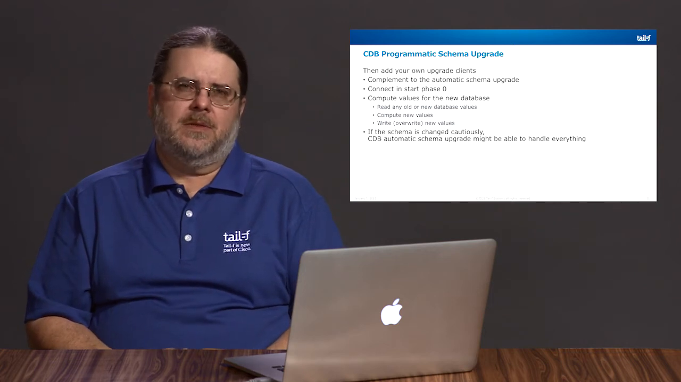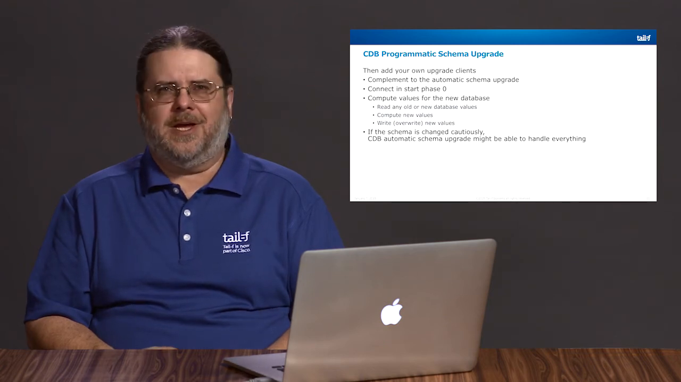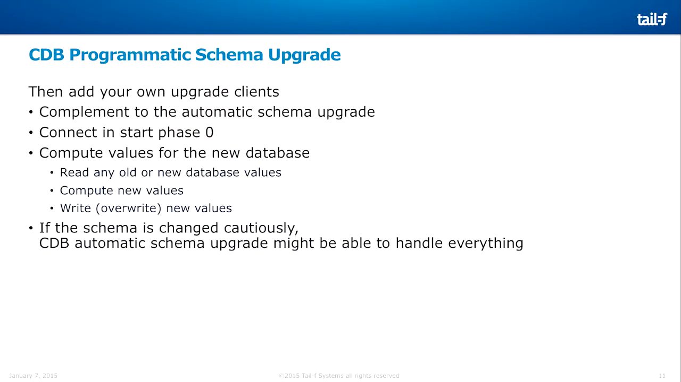Now, for the upgrades that CDB and ConfD cannot automatically handle as a result of that data model change, you may add your own upgrade clients. What will happen is your upgrade client application will be started. It will attach to that upgrade transaction during what is known as start phase 0 of ConfD. It will be notified after ConfD populates the upgrade transaction with everything it can do automatically. Then your application, once notified, can attach to that upgrade transaction, participate in it, add new values, change values that have been automatically computed, and then when your upgrader client is done, ConfD will commit that transaction into CDB and the upgrade has been done.